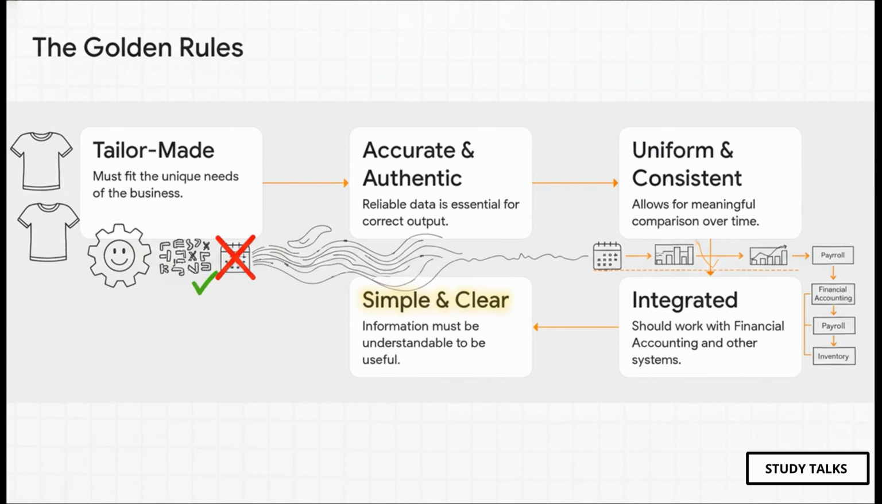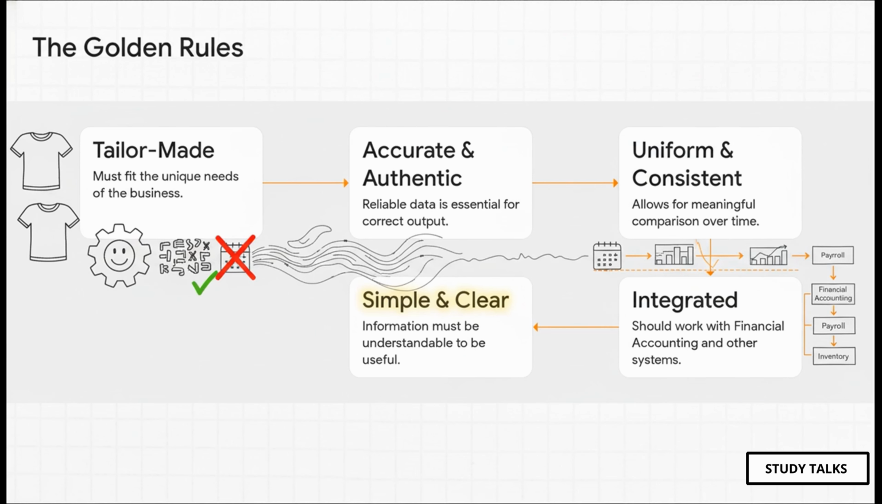Number 1, it's got to be tailor-made. The system for a t-shirt company is going to look way different from one for a car factory. Number 2, the data has to be accurate and authentic. It's the old saying, garbage in, garbage out. If your numbers are wrong, your decisions will be wrong.